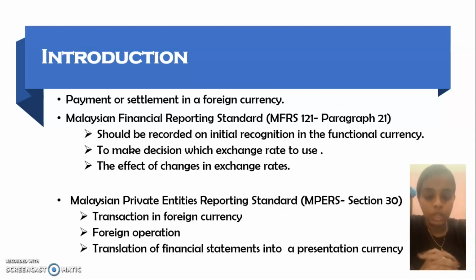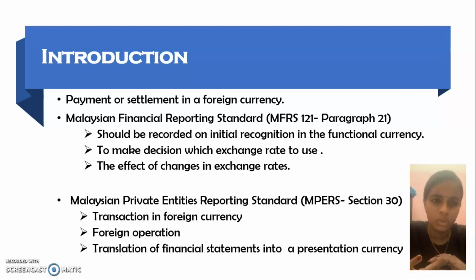As we all know, foreign currency transaction is a term used to describe all operations like payment and settlement by the business that are conducted in a foreign currency, other than the company's functional currency. Here I'll be explaining more details about foreign currency transaction based on the standards, first going with MFRS 121.